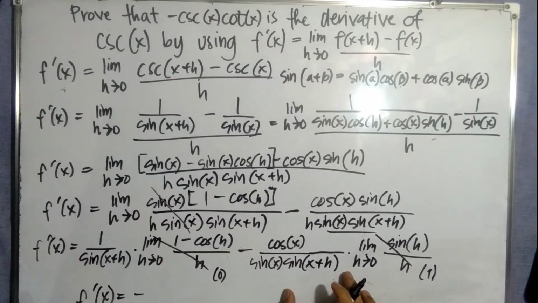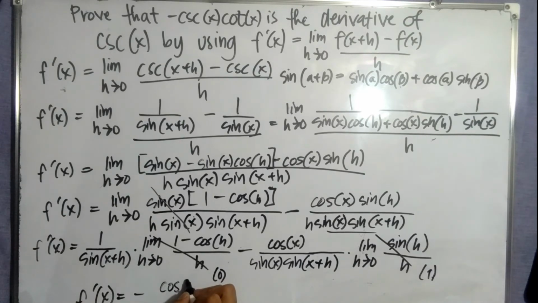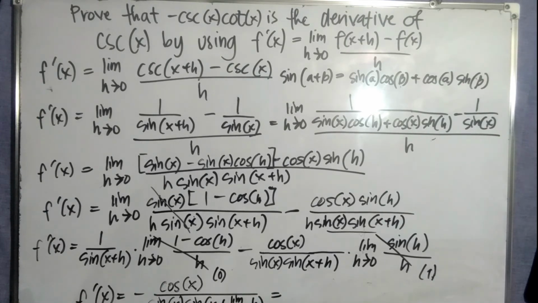negative cosine x all over sine x times sine x plus limit as h approaches 0 of h. So, ano ba yung value ng h kapag nag-approach sa 0? 0, di ba? So, ibig sabihin, negative cosine x over sine x times sine x plus 0 or just x.